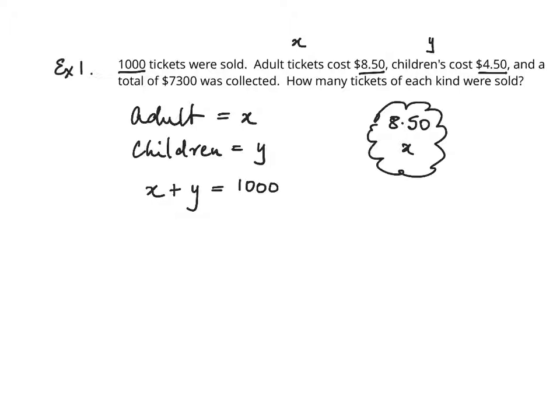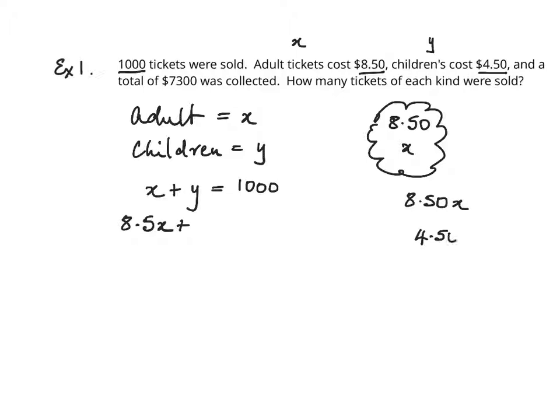Well, if we want to work out the total amount of money raised by selling adult tickets, it would be the cost per ticket, which is $8.50, multiplied by the number of adults. So if we had 10 adults, it would be 10 times $8.50, 20 adults, it would be 20 times $8.50, but we don't know the number of adults, so we've let it be X. That means we've got $8.50 times X, so 8.5X.